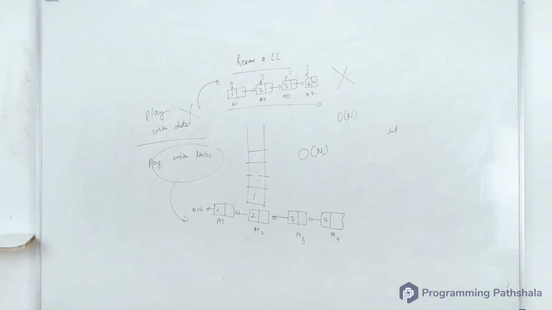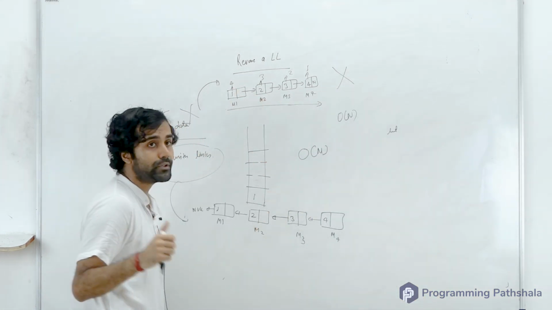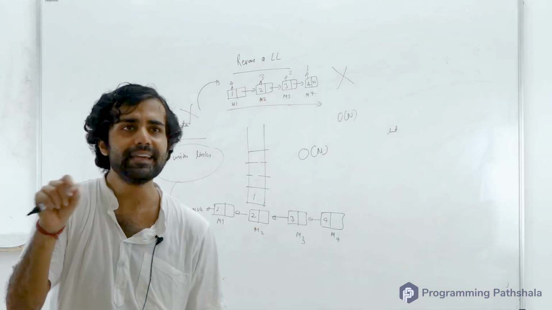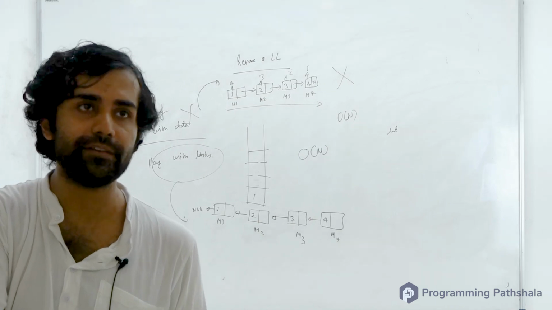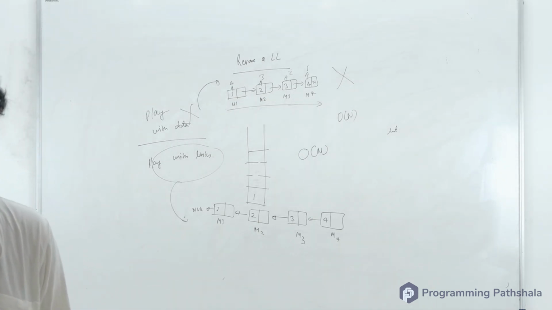And guys, this is a very, very real life problem. Let me tell you that. Because data can always be huge. So you should not play around with data. But links will never be huge. A link is just a pointer. So link will never be huge. So you can always play around with links in order 1 time.